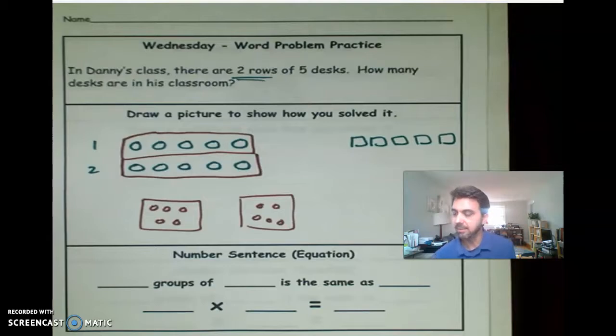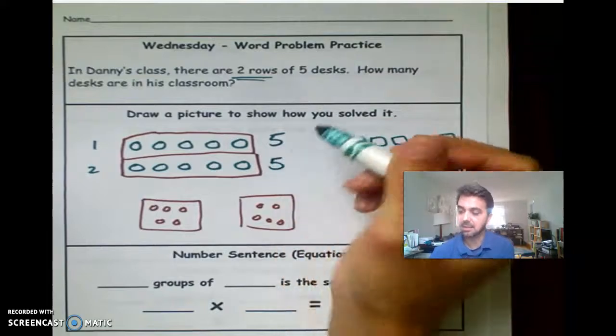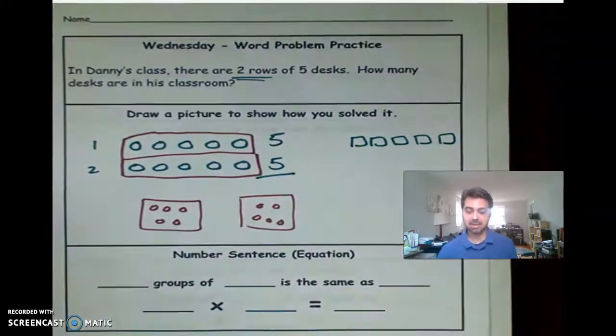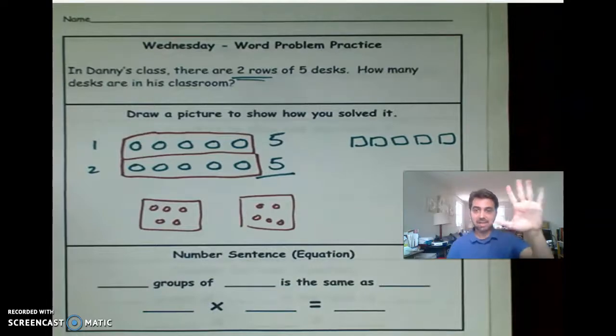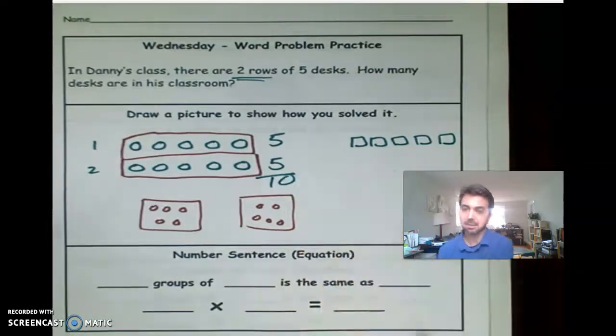Let me change my marker here. We have 5 here, and we have 5 desks here. So 5 plus 5 gives us what? What's 5 and 5? We know that from our fingers, right? 5 and 5 makes 10. All right, nice job. So that would make 10.